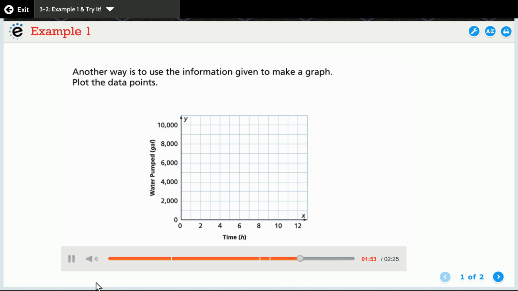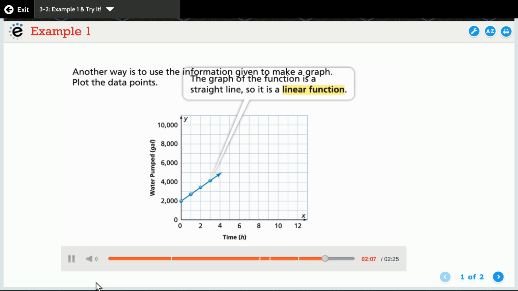Your initial value is 2,000 gallons. You know that you can pump 720 gallons each hour. Now draw a line through the data points. The line has a slope of 720. It's a straight line, so it's a linear function.